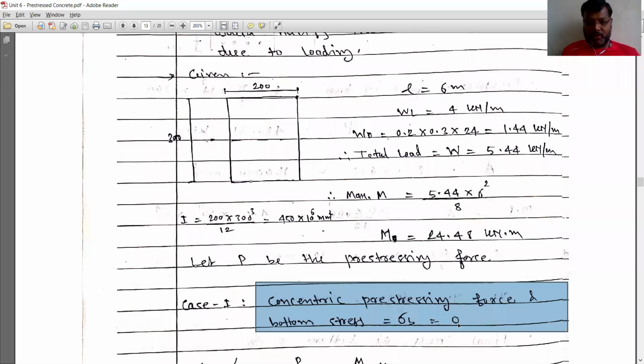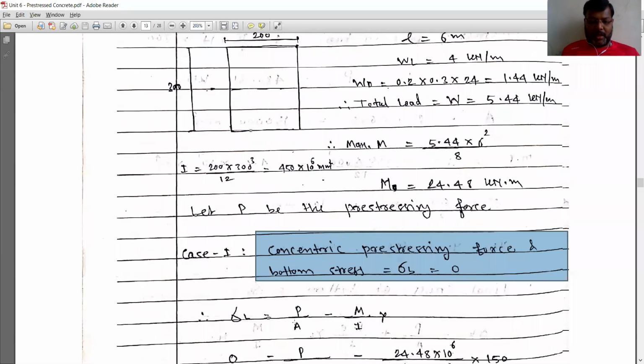Sigma B should be equal to zero. As we know, the stress equation is sigma equals P by A plus or minus P e by Z plus or minus M by Z. So by using this, the stress at bottom, sigma B, will be equal to P by A minus M by I into Y.